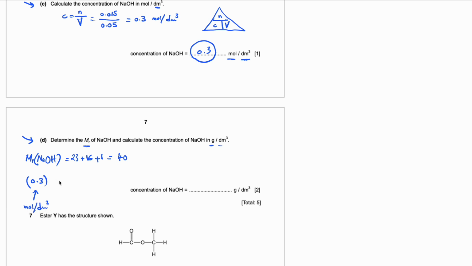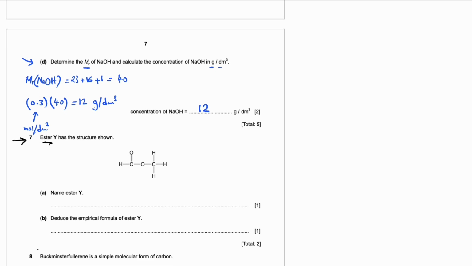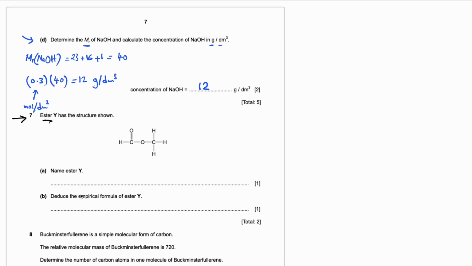And to convert it into grams per decimeter cubed, you have to multiply by the relative formula mass, which is 40, and that gives us 12 grams per decimeter cubed. So the answer is 12. Next question. Esters are part of the organic chemistry, topic 11, and we haven't reviewed topic 11 yet. But when we come to it, you'll know that this ester could be named as methyl methanoate.